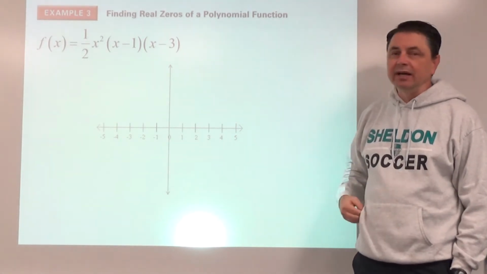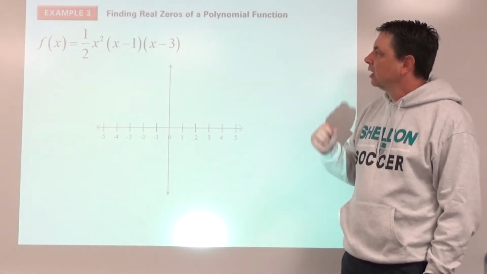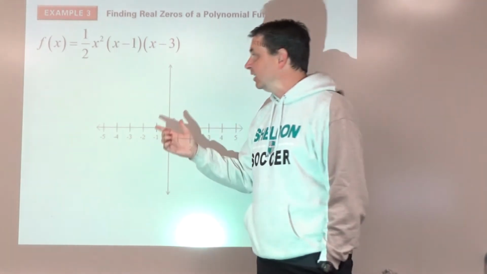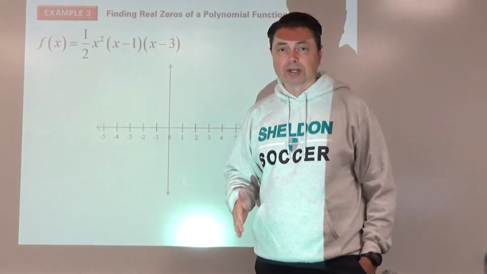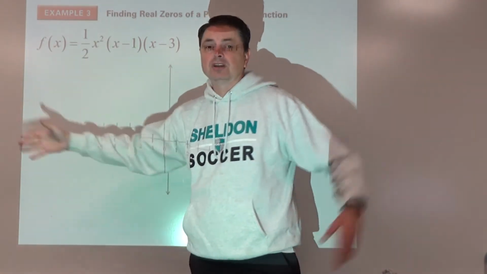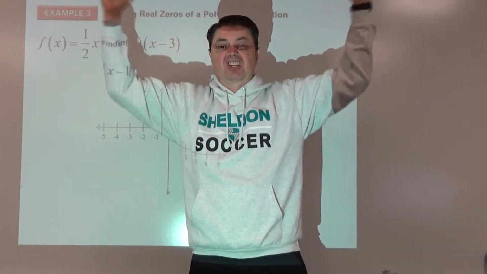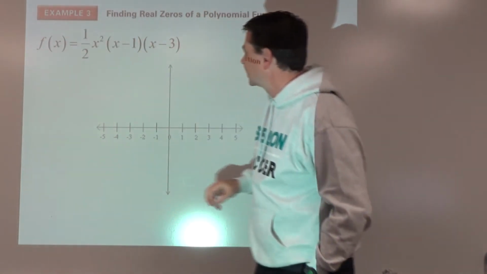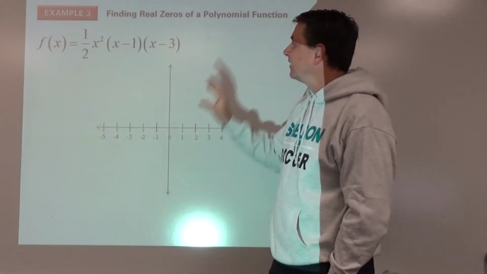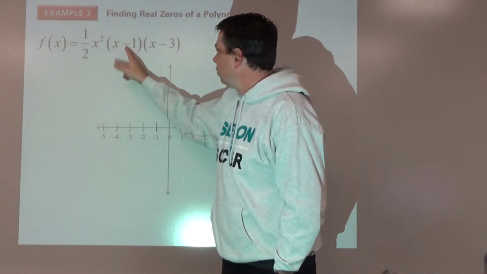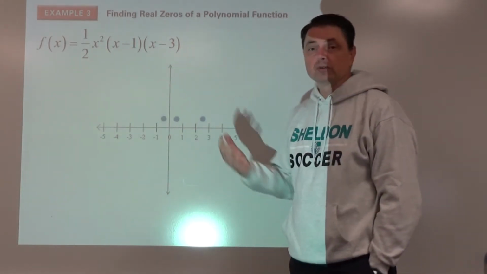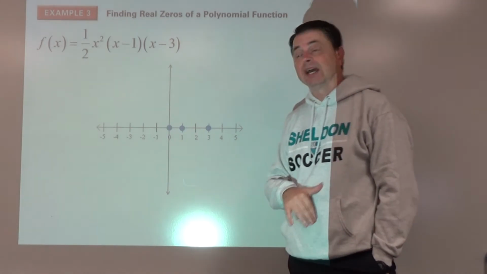So talking about that graph, here we go. We've got the end behavior. So remember, it's 4th degree, positive leading coefficient. It's going to start high and end high. So we kind of start there. We also have the zeros, 0, 1, and 3. We can plot those. Remember, zeros translate to x-intercepts.